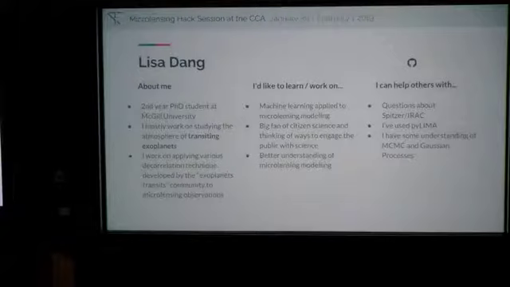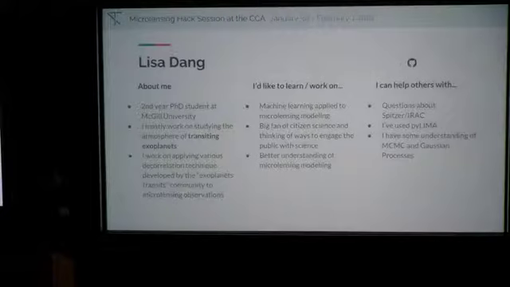Hi, my name is Lisa. I'm a PhD student at McGill University. I mostly work on trying to study the atmosphere of transiting exoplanets. And so basically, I look at observation and try to infer something about their atmosphere or atmospheric dynamics.